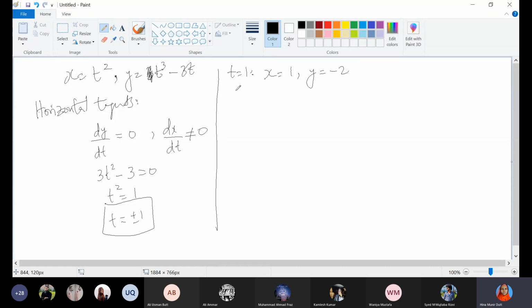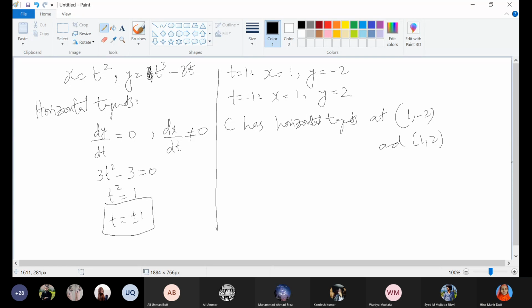So the first point is this, and t is equal to minus 1. जी बताएं क्या आ रहा है ये? This is x equal to 1 and y is equal to 2. So this curve has horizontal tangents at the points 1, minus 2 and 1, 2. ये दो पॉइंट्स हैं जिसपे horizontal tangent होगा.